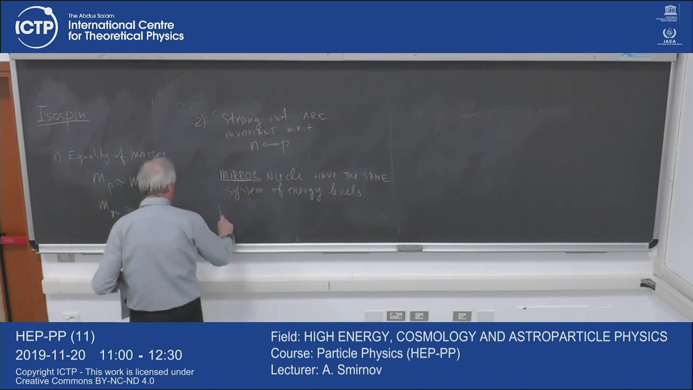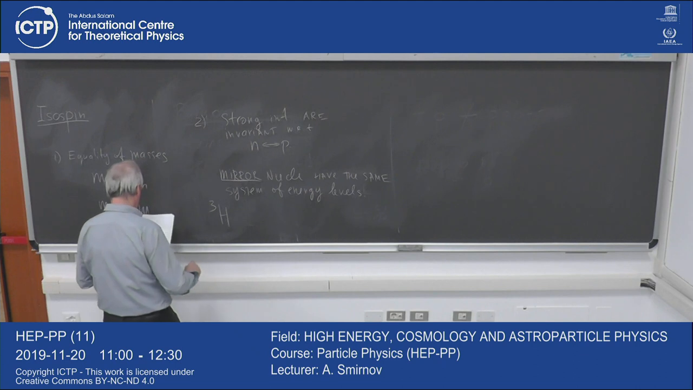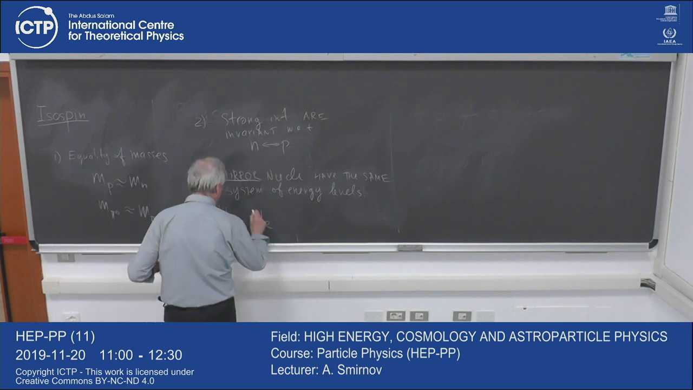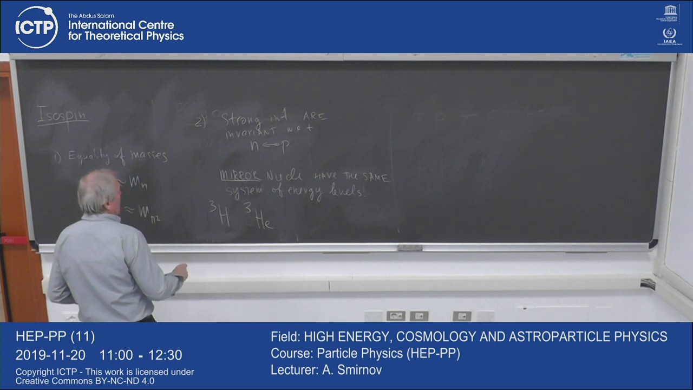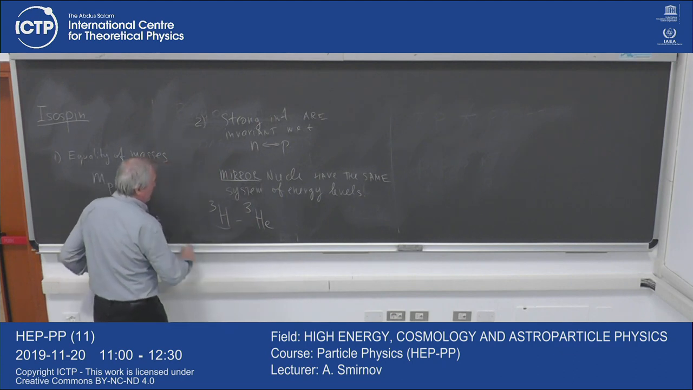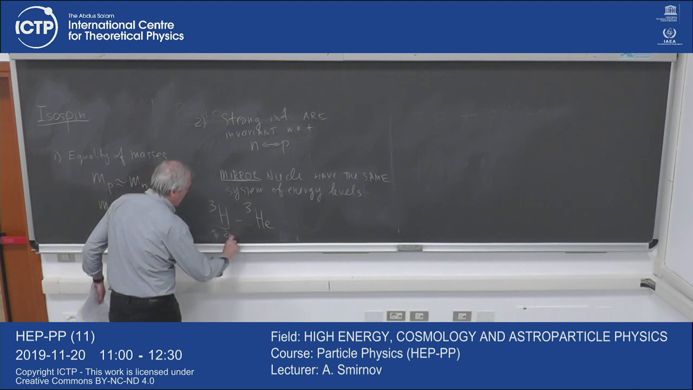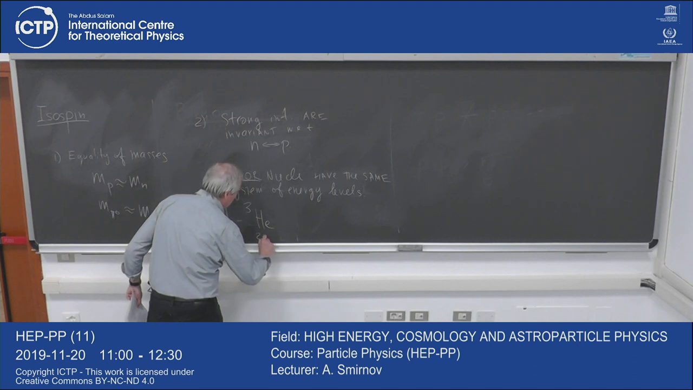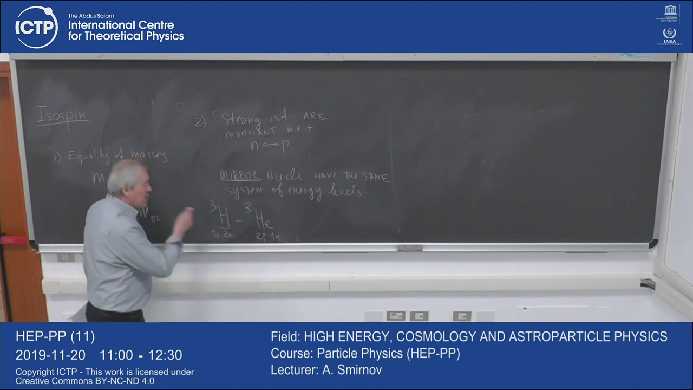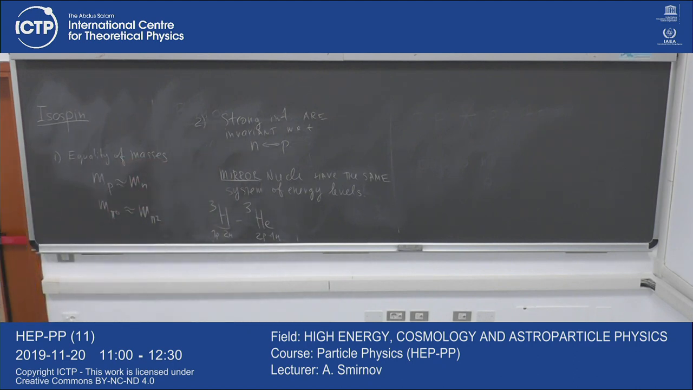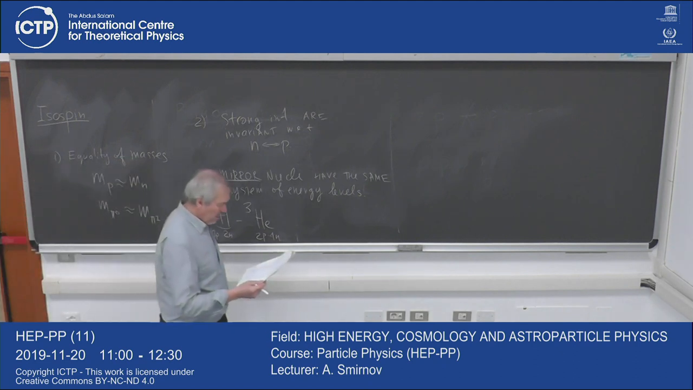So for instance, tritium and helium-3. In tritium you have one proton and two neutrons. Here you have two protons and one neutron. Which means that these two nuclei are distinguished by substitution of one proton to one neutron or vice versa. So the energy levels are the same, nearly the same.